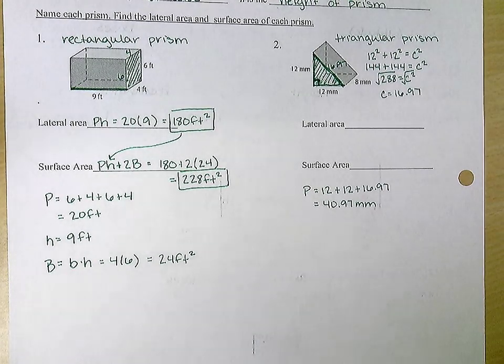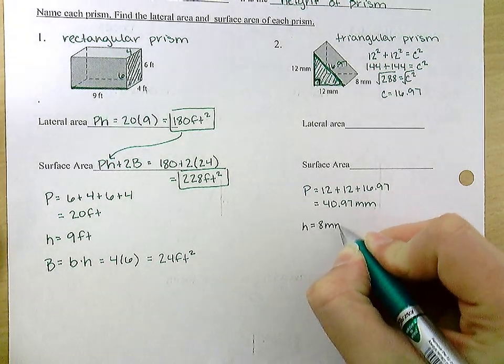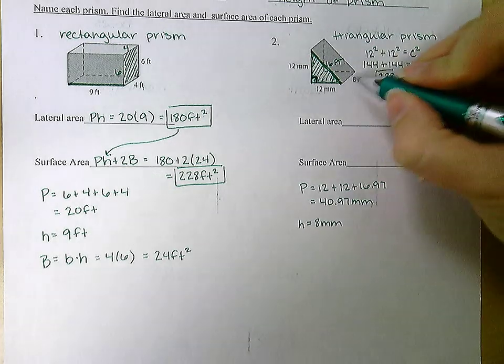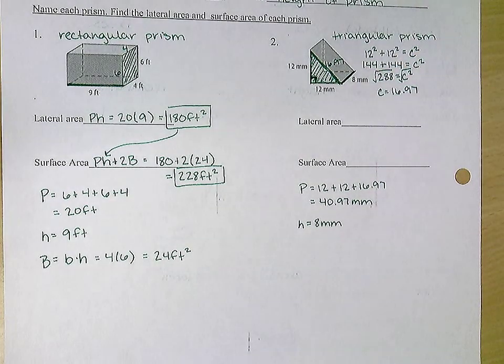Next I need the height of the prism. Which length is the height of your prism in this case? 8. The height of this prism is 8. Again, it has to be that distance between your two bases, not just how tall it is. It's the distance between your two bases.